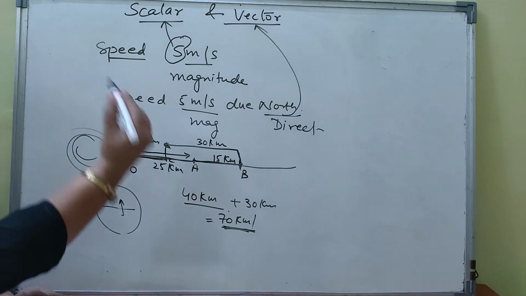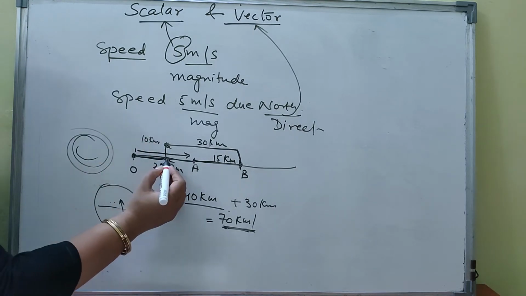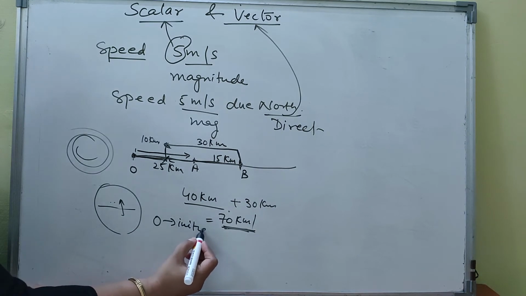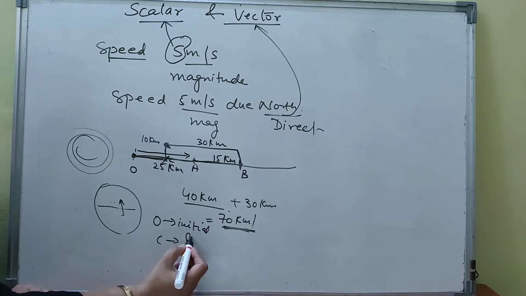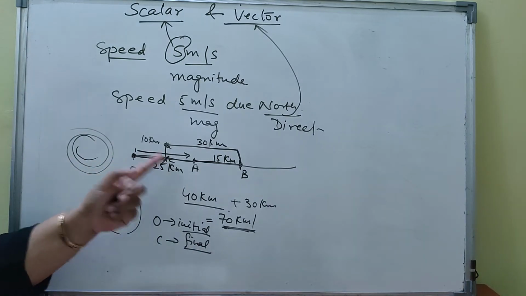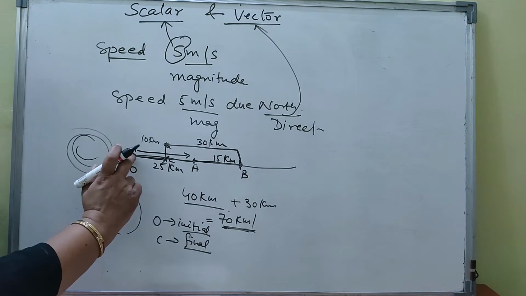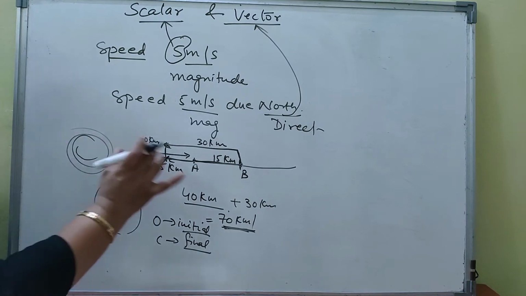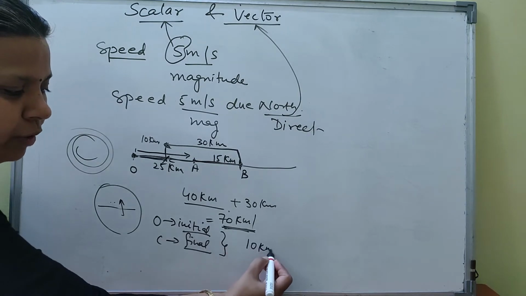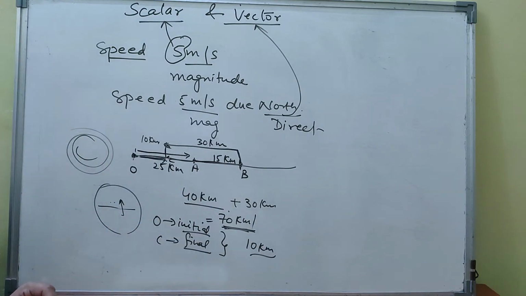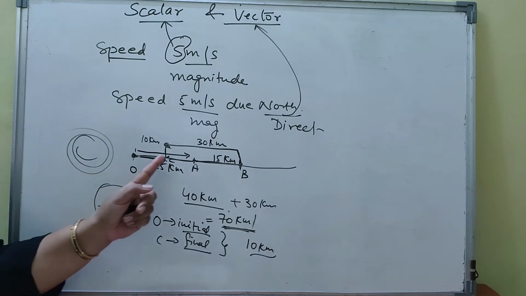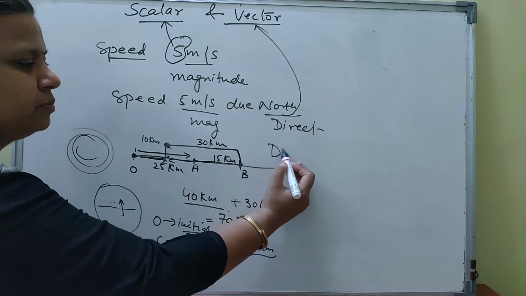Now, O is my initial position and C is my final position. When the object is at position C, how far is it from the initial position? It is only 10 kilometers far from the initial position. The distance between the initial position and the final position is known as the displacement.